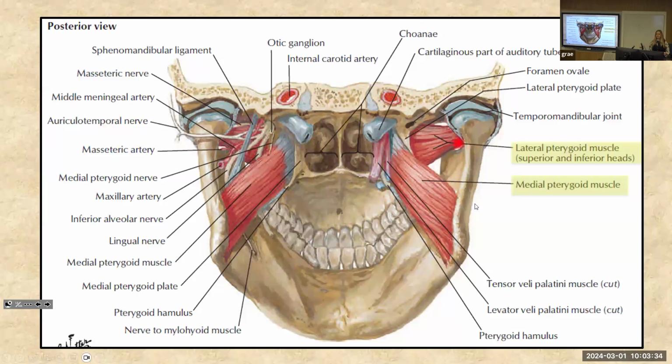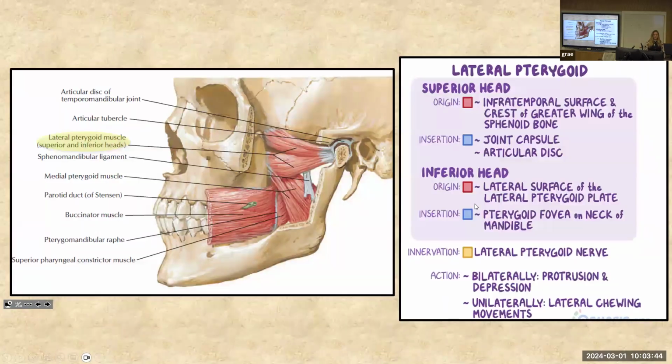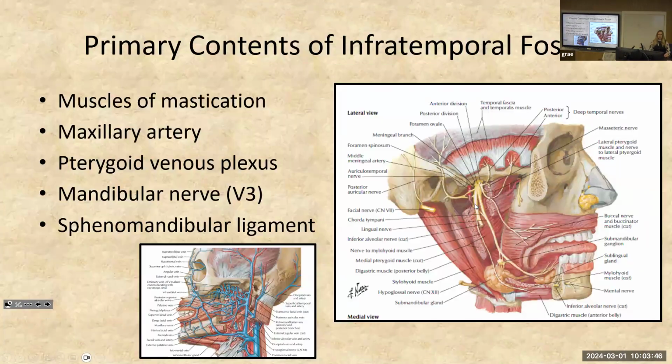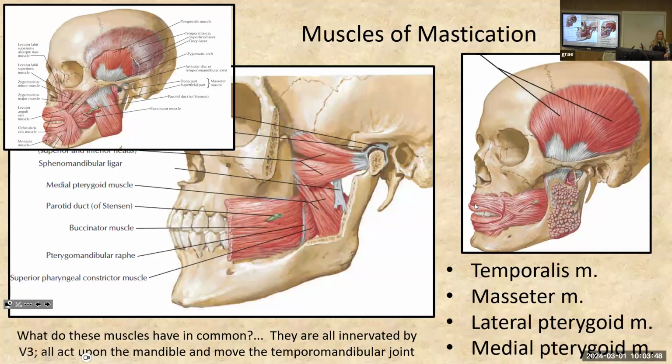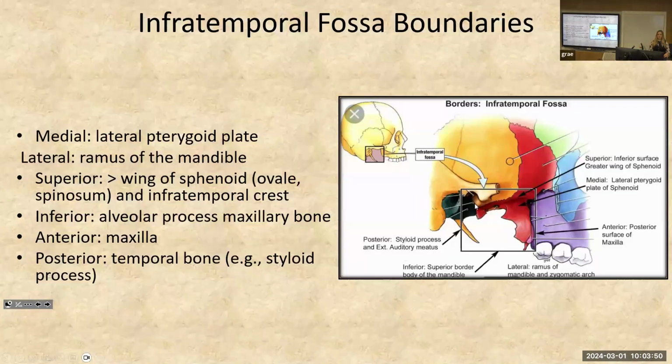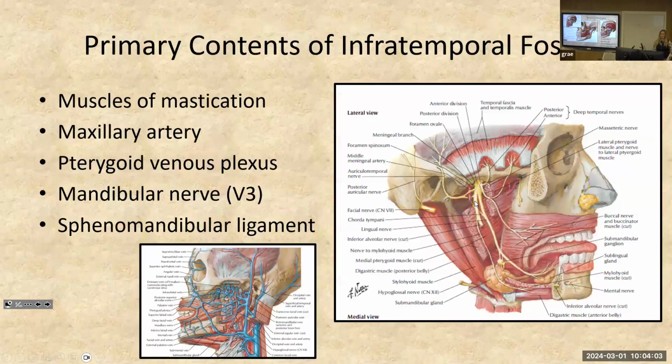Here's the mandible that is still intact. And so you'd have to cut the mandible off to look directly at the lateral pterygoid plate. And I have more images of this later on. And I think one of my earlier images had it cut off. So this is the lateral pterygoid plate right here. The mandible is cut off, and that is how you would be looking directly at the lateral pterygoid plate, which is a part of the sphenoid bone. Okay? Yes.